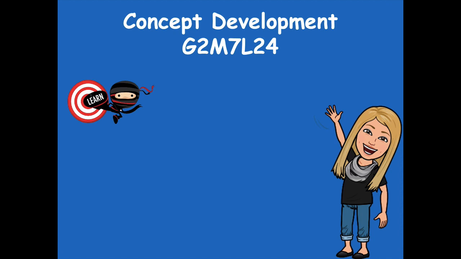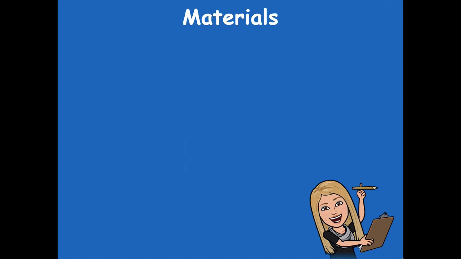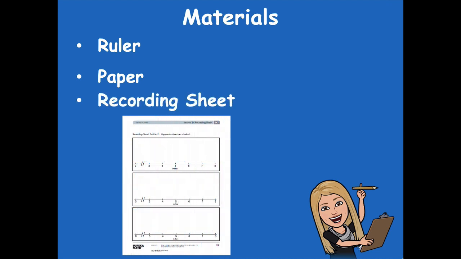For our lesson today, we're going to talk about how we can take our measurement data and turn it into a line plot. So our learning goal for today says, I can draw a line plot to represent measurement data. The materials that you'll need for this lesson are a ruler, paper, if you don't have your recording sheet. Make sure that you grab those things. Your recording sheet's in your math book, but if you don't have it, I'll show pictures of it during the lesson, and you'll just have to draw it out on a piece of paper.